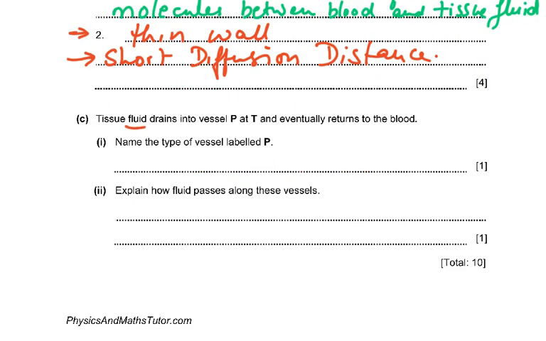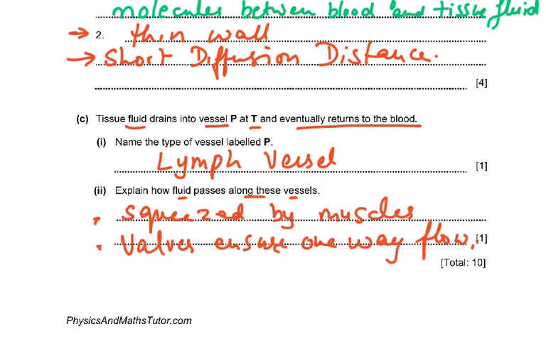Then it says tissue fluid drains into vessel P at T and eventually returns to the blood. Name the type of vessel labeled P. That's a lymph vessel. And then it says explain how fluid passes along these vessels, along the lymph vessel, because it doesn't have a heart, doesn't have a pump. So it is squeezed by muscles and there are valves which ensure one-way flow.